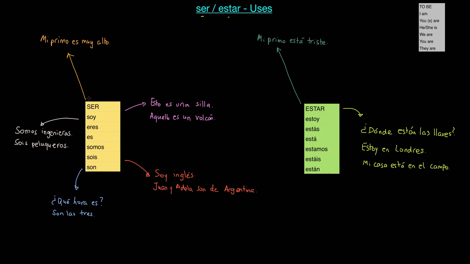So to start with, we've got here the verb ser in its forms in the present tense. I've put over here a little cheat sheet where, if you've forgotten what each form means, you've got it here. Here we've got the forms of the verb ser, and here we've got the forms of the verb estar. Let's see when we use one and the other.